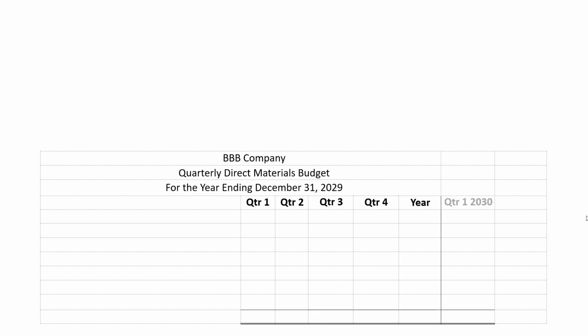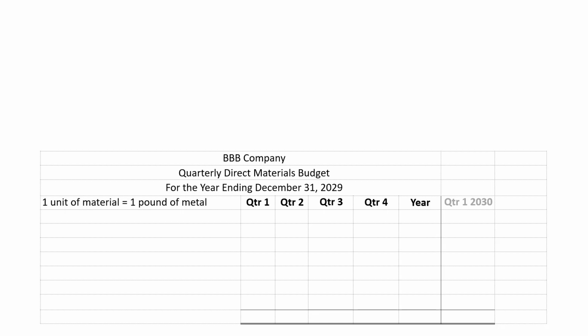We know from the data we were given that the only material needed to make a trainer stand is metal, and the metal is measured by the pound. We'll use the upper left cell to note this. 1 unit of material equals 1 pound of metal. If our product required more than one direct material, we would need to prepare a separate direct materials budget for each direct material.